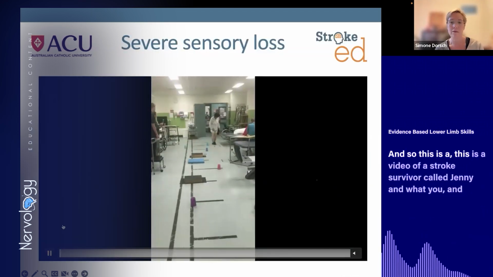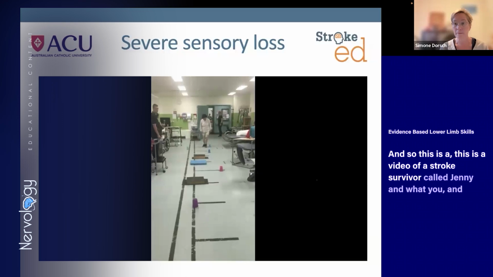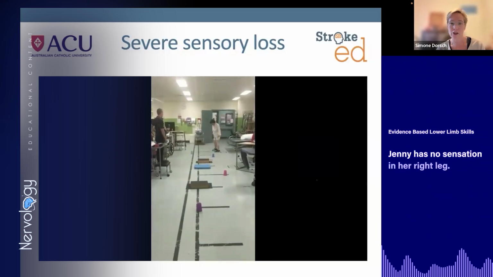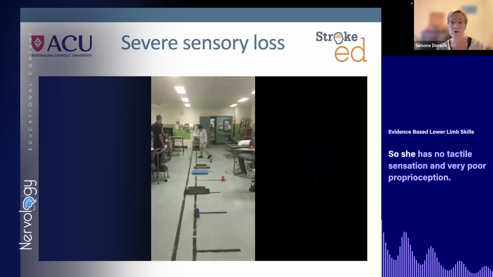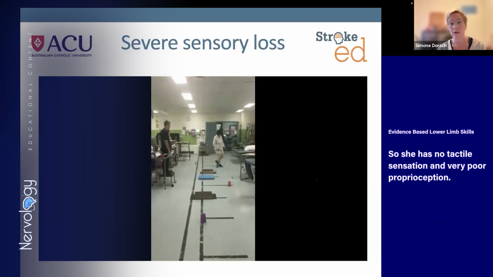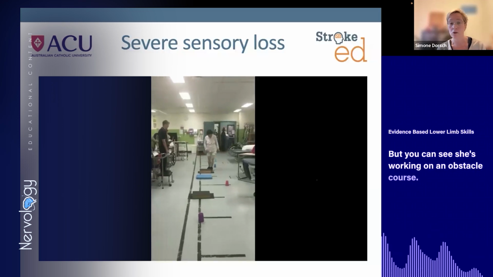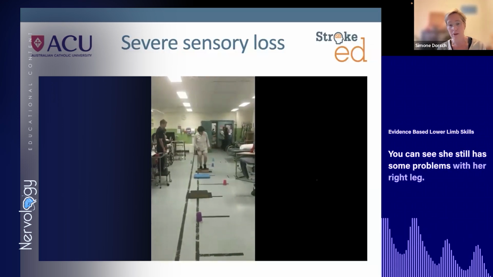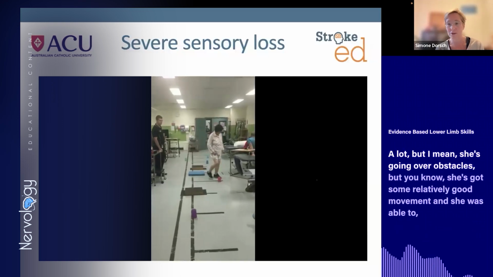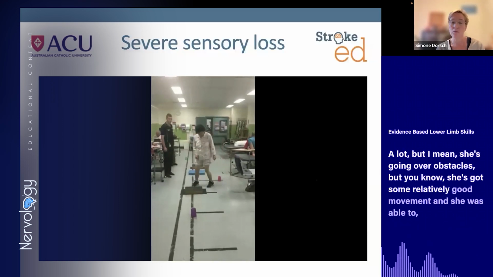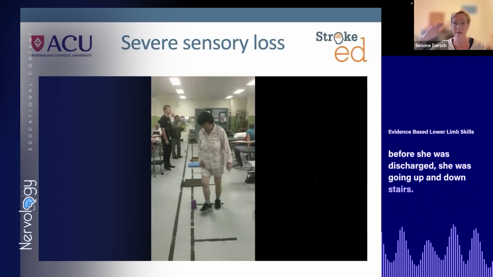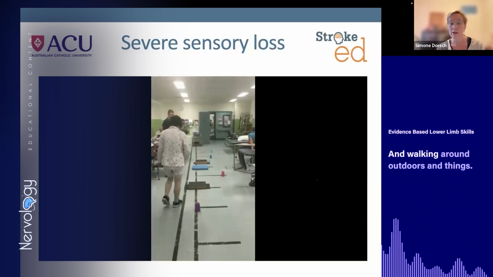And so this is a video of a stroke survivor called Jenny, and Jenny has no sensation in her right leg. So she has no tactile sensation and very poor proprioception. But you can see she's working on an obstacle course. You can see she still has some problems with her right leg. She has to look a lot, but I mean, she is going over obstacles. But she's got some relatively good movement. And she was able to, before she was discharged, go up and down stairs and walk around outdoors and things.